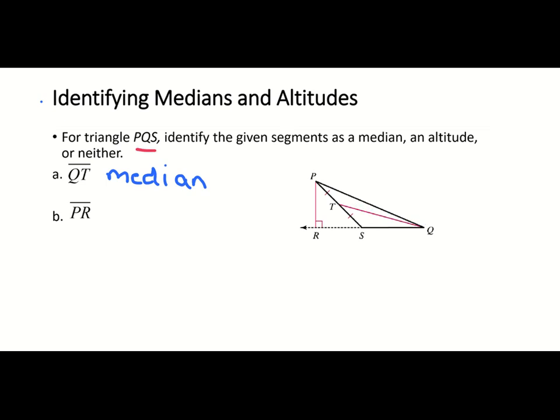All right, next for PR. PR goes from the vertex of angle P to the opposite side of the angle, but it's on the outside and it's perpendicular to segment SQ. So that is going to make that an altitude. And that is it for sections 1, 2, and 3 for chapter 5.